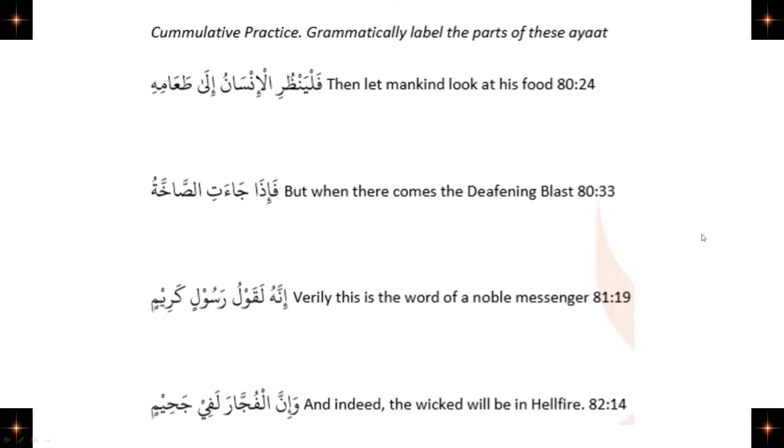Okay, yes, time is up. Now you can start pasting your answers if you have them. The i'rab of فَلْيَنْظُرِ الْإِنسَانُ إِلَى طَعَامِهِ. Any i'rab so far, anyone who has completed can paste his or her answer. Okay. Any answered?